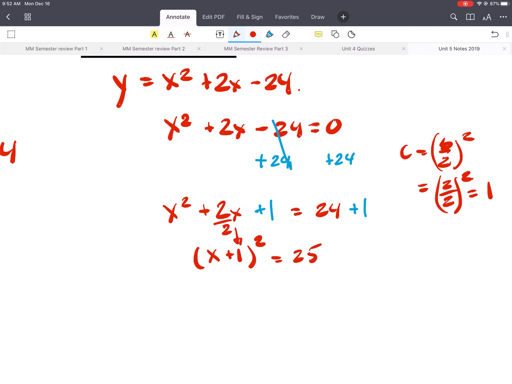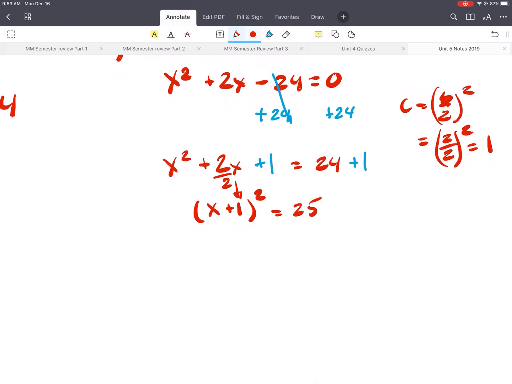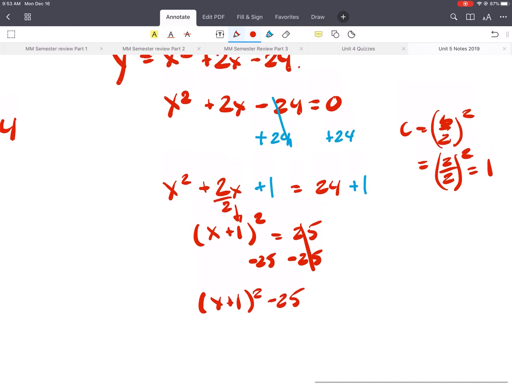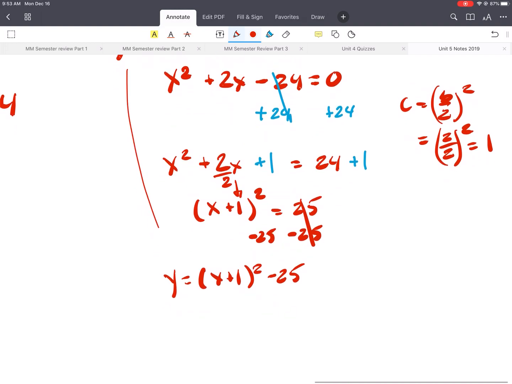All right, and in the past, from there we would solve by square rooting both sides, and then we'd subtract 1 from both sides. But we're not solving. If you wanted to find the x-intercepts, yes, you could do that fairly easily. But what we're going to do is subtract the 25 back to the other side. So we'd have x plus 1 squared minus 25. And then we're going to put the y back. So we'll have y equals, and that will give us vertex form. Okay?